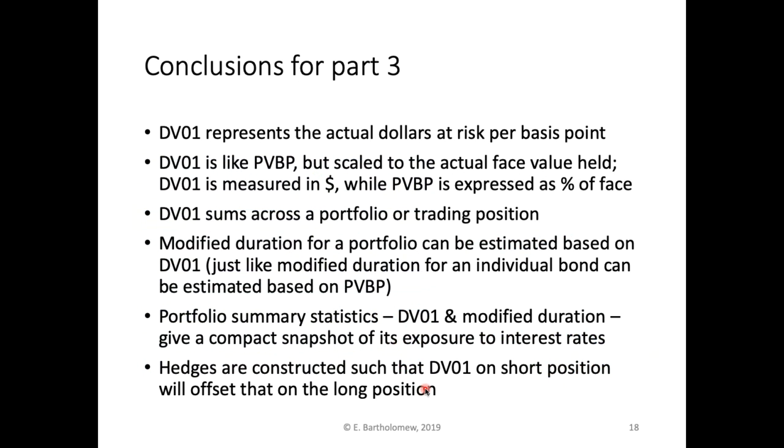The DV01 can be summed across a portfolio or a trading position. The modified duration for a portfolio can be estimated based on the DV01, just like we did for individual bonds using PVBP. And the portfolio summary statistics, DV01 and modified duration, give a very nice compact snapshot of its exposure to interest rate risks, and can be used to measure sensitivity of the portfolio as a whole to rate moves. And finally, a hedge is constructed such that the DV01 on the short position will offset the long position. And we showed how you could derive the hedge ratio so that you construct the hedge that will give you that net DV01 of 0.